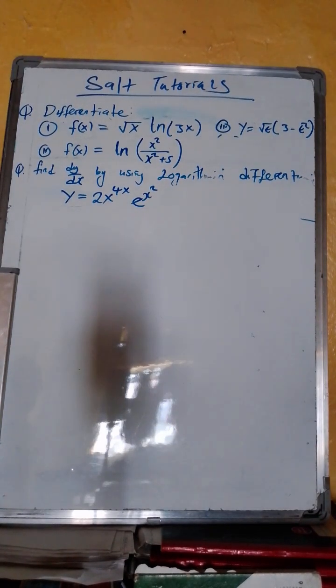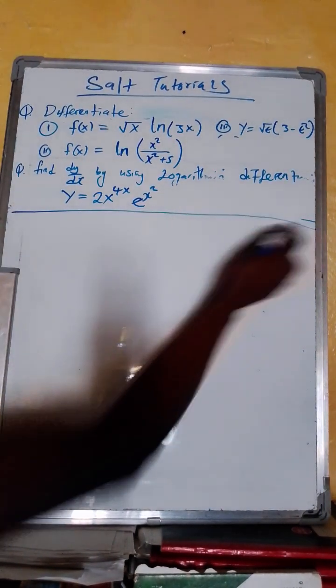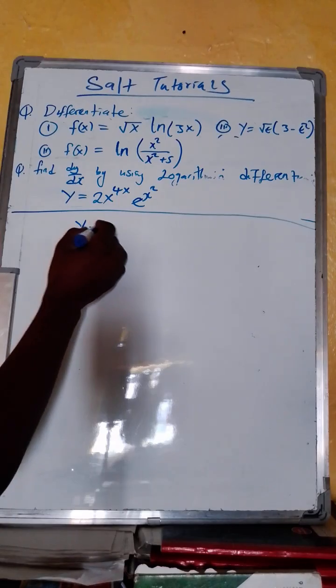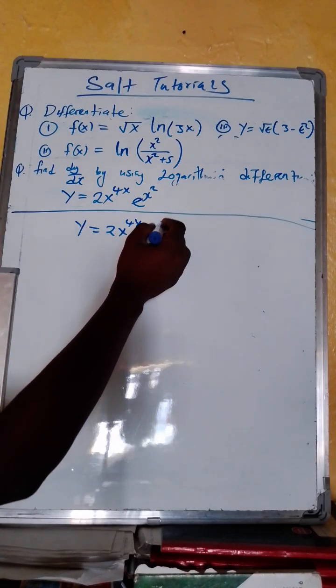Now, from the word logarithmic, it means we are applying logs somehow. So, what do you do when it says use logarithmic differentiation? What does it mean when they say use logarithmic differentiation? So now look at this. My function is y equals 2x power 4x e power x squared.